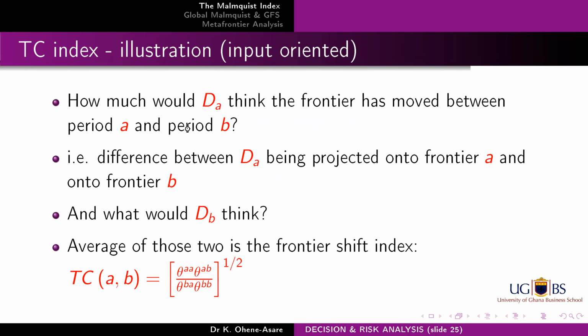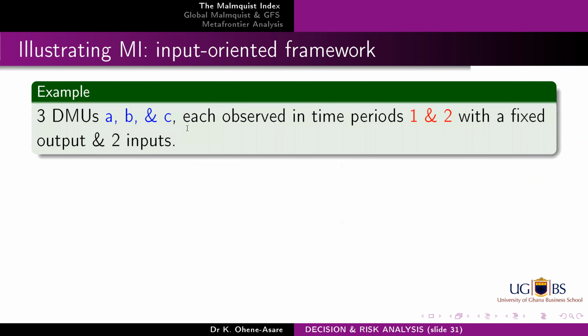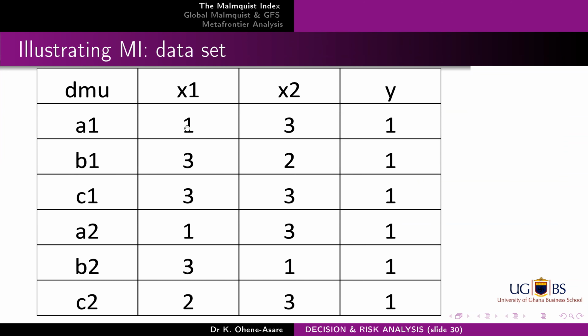But today what we want to do is take a practical data set and work with that practical data set. So look at the data set. You have DMUs A, B, and C. You can look at it as banks, banks A, B, and C, or insurance companies A, B, and C, or countries A, B, and C, or any other DMUs you might think about. Now, in this context, there are two inputs, X1 and X2, and there is one output which has been normalized to 1.